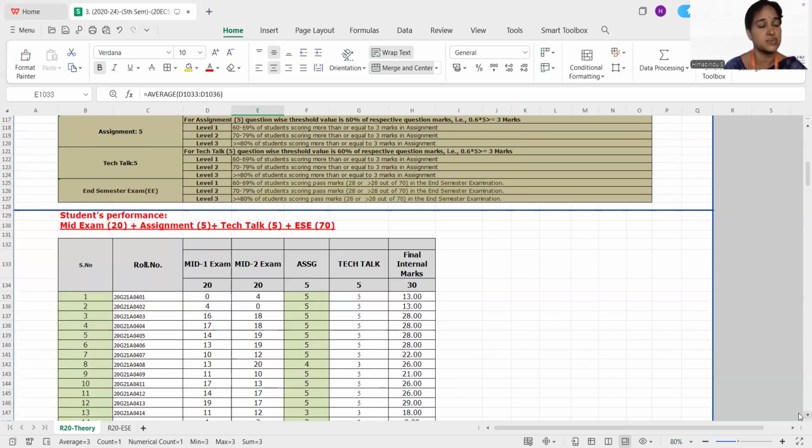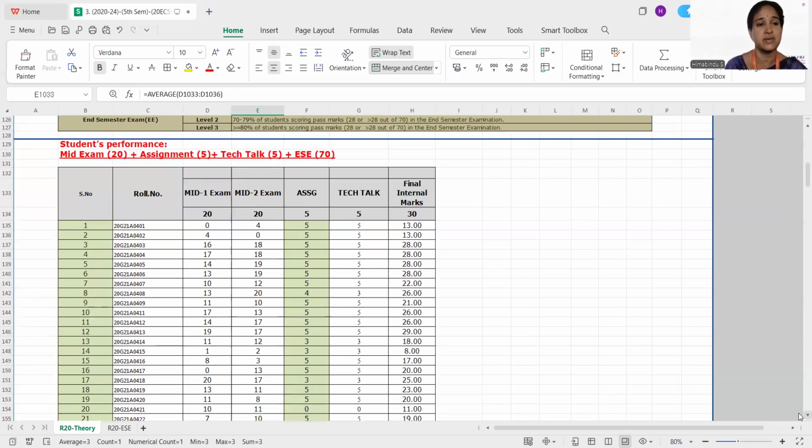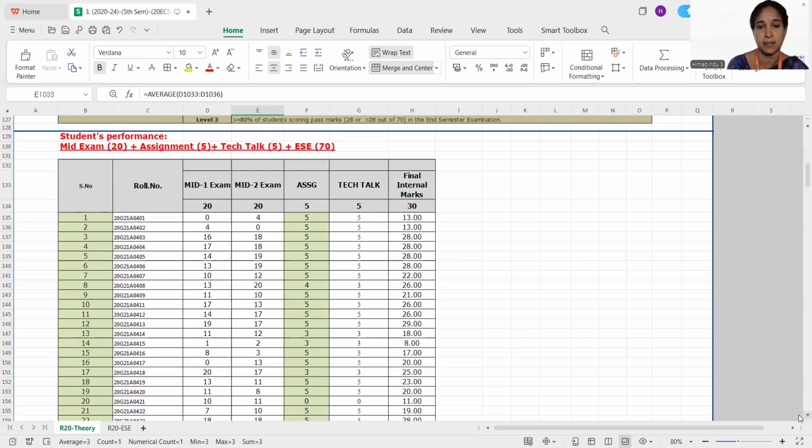Here, the consolidated marks for the internal assessment, such as mid-examination, tech talks, assignments, are shown. For the mid-examination, we use the question-wise marks, which will be detailed later. For the assignments and tech talks, we consider the consolidated marks. For the assignment and tech talk, we consider 5 marks as the maximum mark.